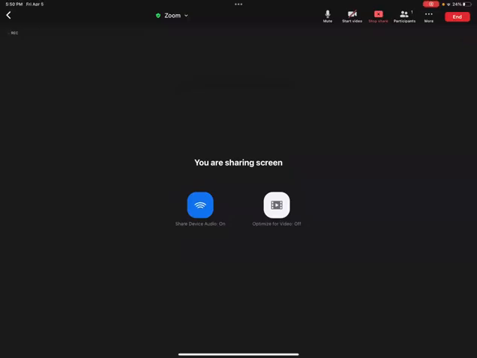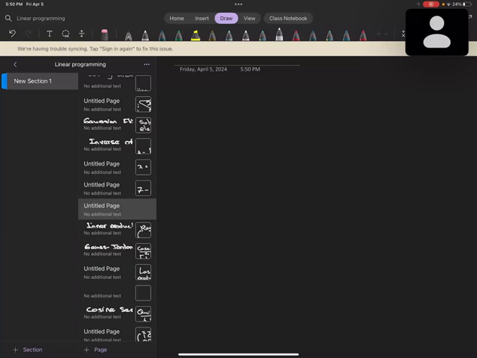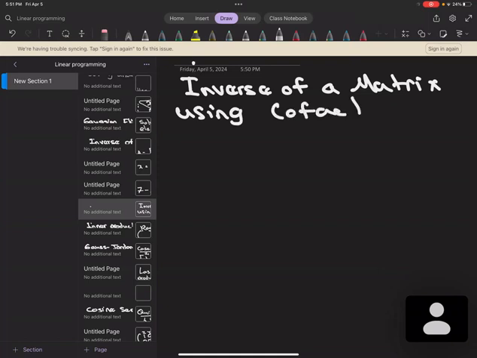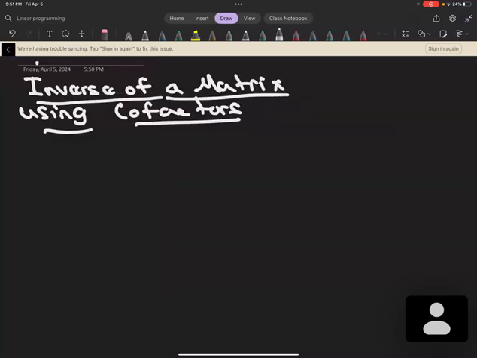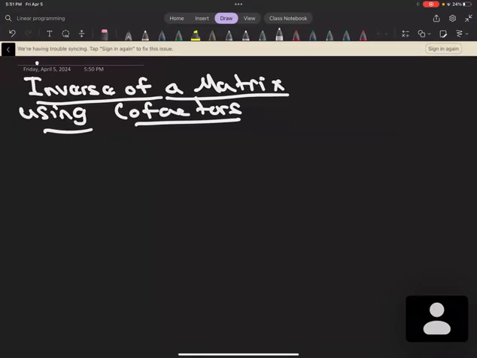Okay, so we're gonna do the inverse of a matrix using cofactors. This is an application of determinants, okay? This is an alternative way to find the inverse matrix. We already used this idea a little bit.